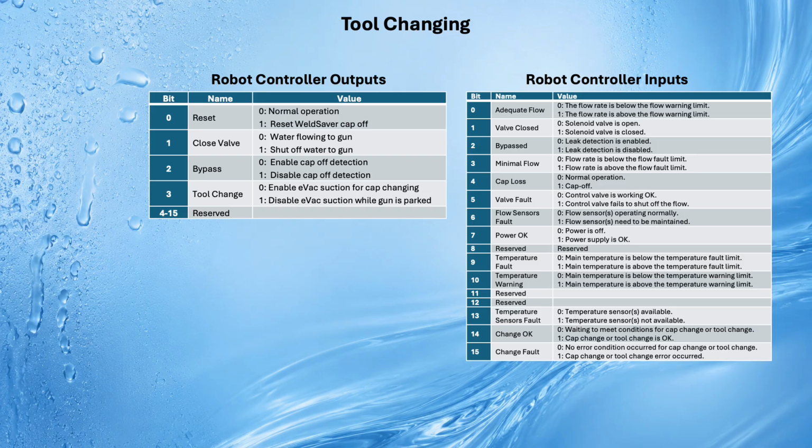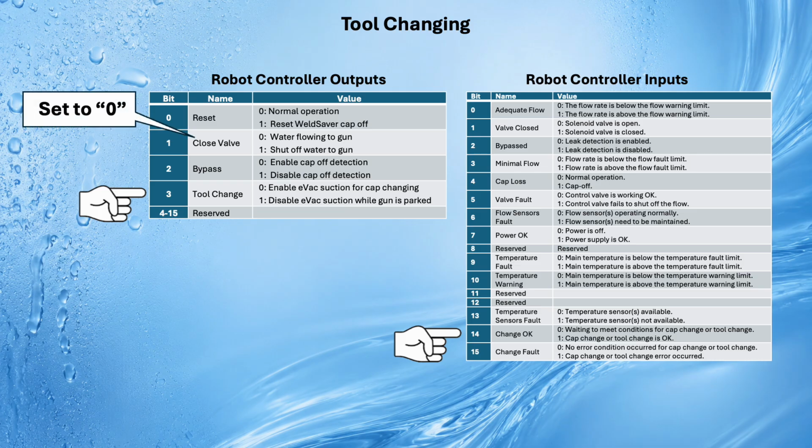And finally, if you're using the EVAC with a tool changer, you may want to stop the EVAC suction while the gun is parked. You can do this with the electric version of the EVAC by simply setting the Tool Change Output bit from the robot controller, and the WeldSaver responds with the Change OK bit. But for the pneumatic EVAC, you must also open the shutoff valve and depend on the tool changer to stop the flow when the gun is removed from the robot.